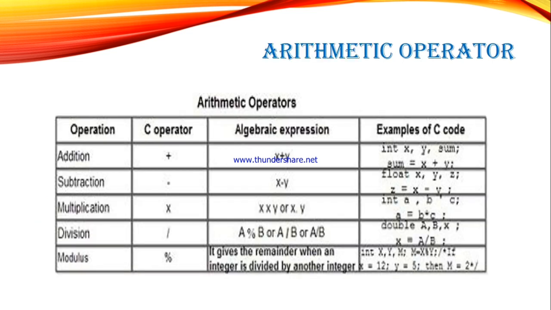Let's see arithmetic operators. Arithmetic operators are used to perform an operation between two operands. We know the arithmetic operations: addition, subtraction, multiplication, division, and modulus. Addition is denoted with plus, algebraic expression x plus y, and the example of C code: int x, y, sum; sum = x + y. Subtraction is minus, x minus y, float. Because we are taking float, when we subtract two values we get a decimal point value, so we are taking the data type as float. Multiplication, division, and modulus. Modulus gives the remainder when an integer is divided by another integer.